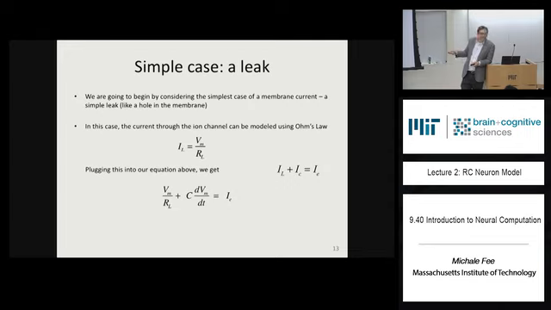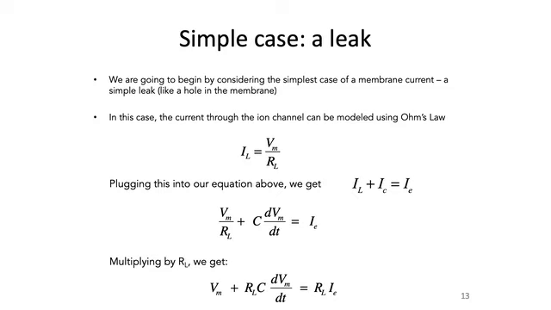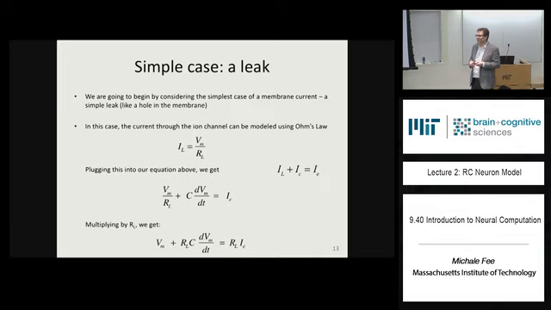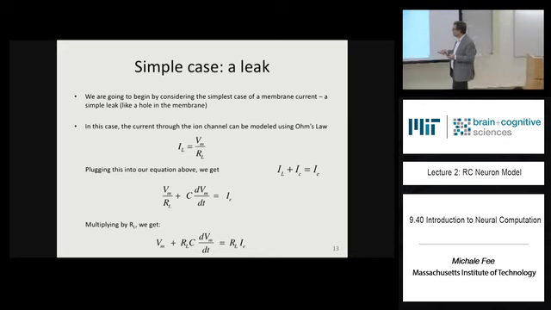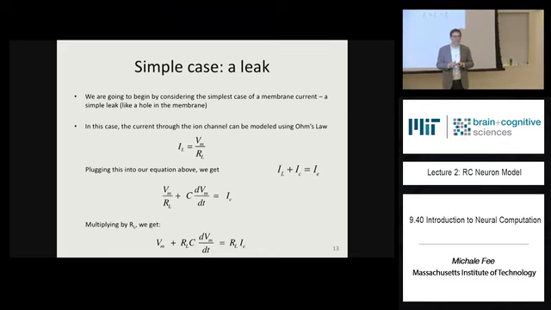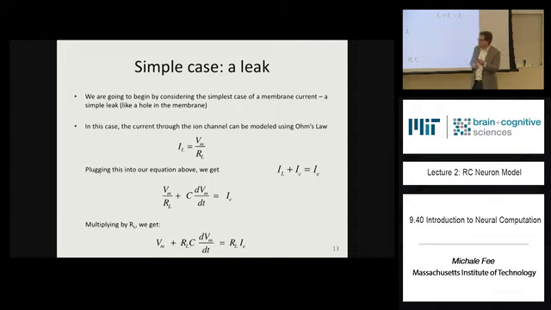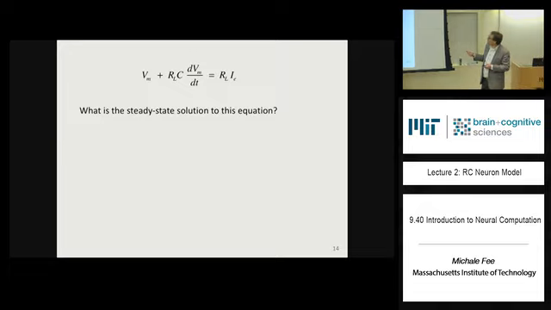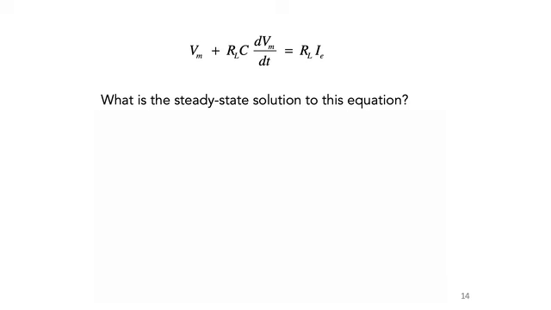We multiply both sides by resistance. We get V plus RC, that's why it's called an RC model, dV/dt equals leak resistance times the injected current. All right. Now that's looking a little complicated, but we're going to simplify things now. RC is resistance times capacitance, and it turns out that has units of time. And so we're going to call that tau. That's called tau. We're going to make that substitution in a minute.